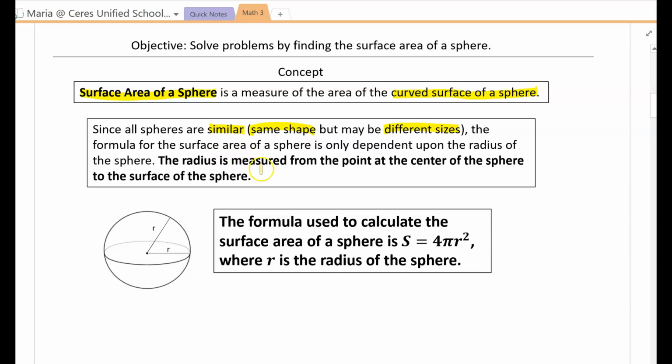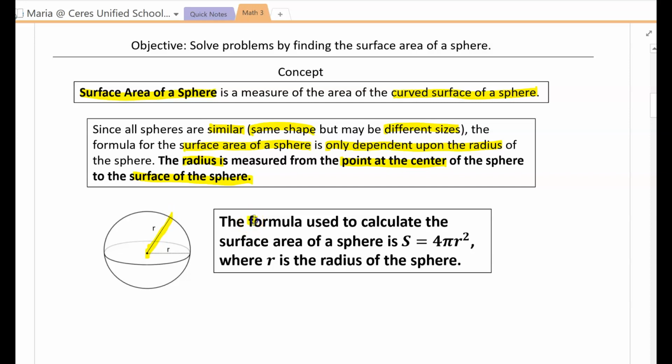The formula for the surface area of a sphere is only dependent upon the radius of the sphere. The radius is measured from the point at the center of the sphere to the surface of the sphere. If you think about a ball and right in the very middle is the center point, and I draw a segment from that center all the way to the edge, that is called my radius.